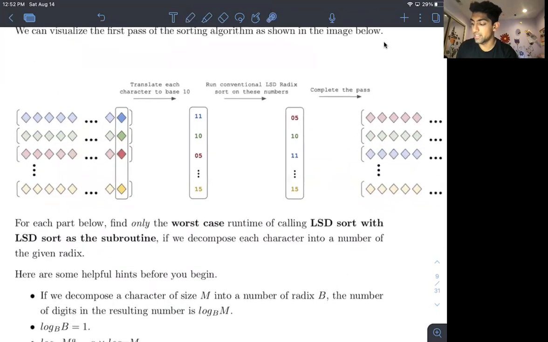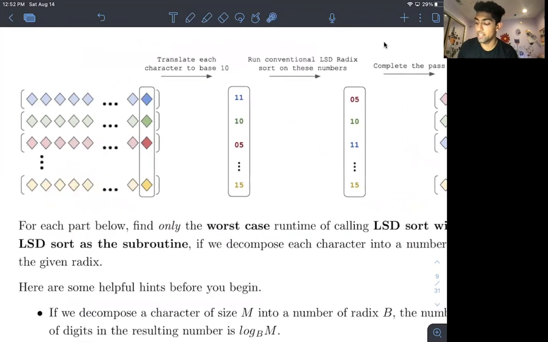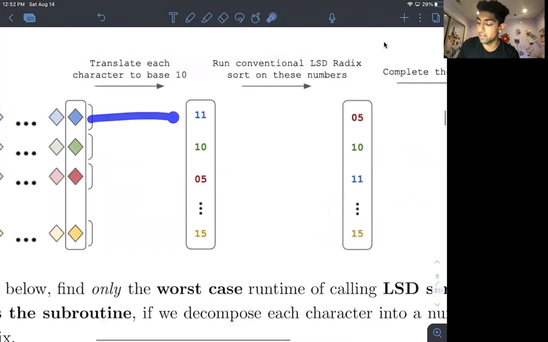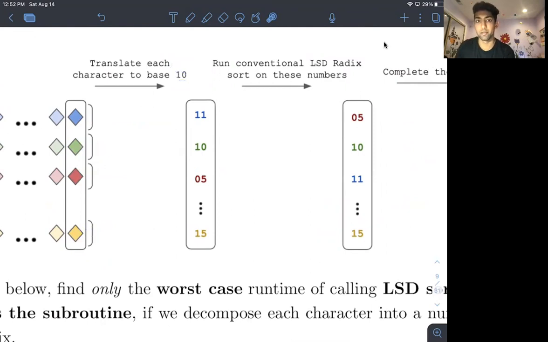Looking at this image below, if we have the blue, green, red, and yellow strings, what we're going to do is translate each of these characters to base 10. I just chose this base arbitrarily; it happens to be the one from the first part of the problem. So we have these in base 10, and notice that they just happen to be these numbers. I just chose them randomly.